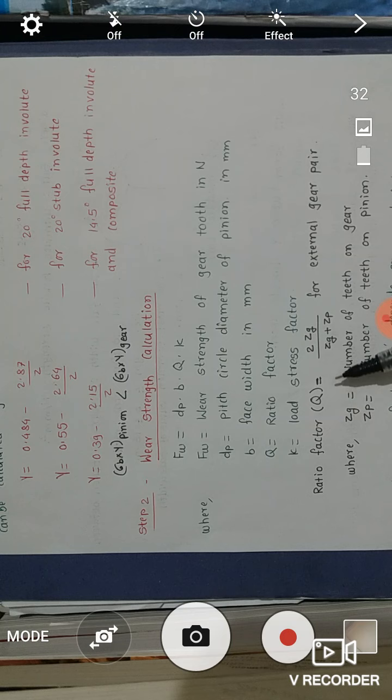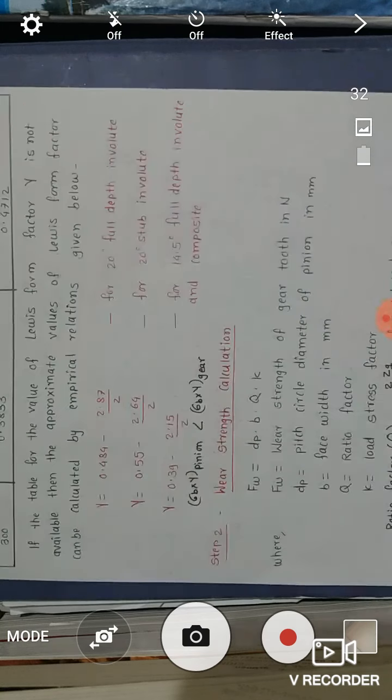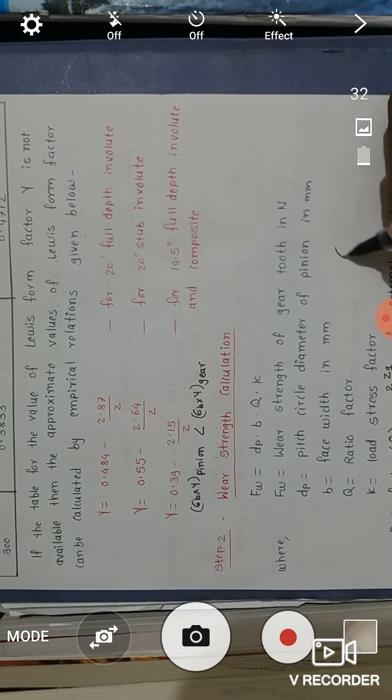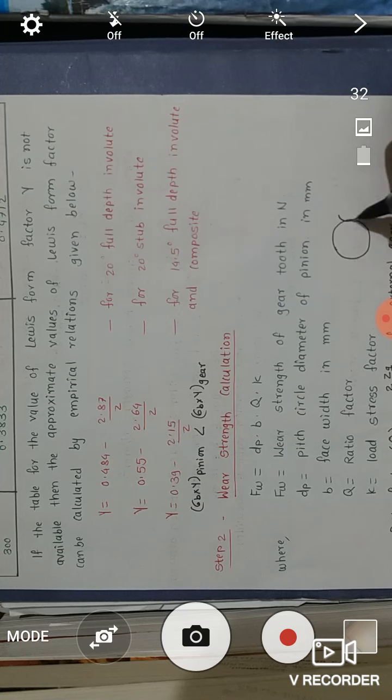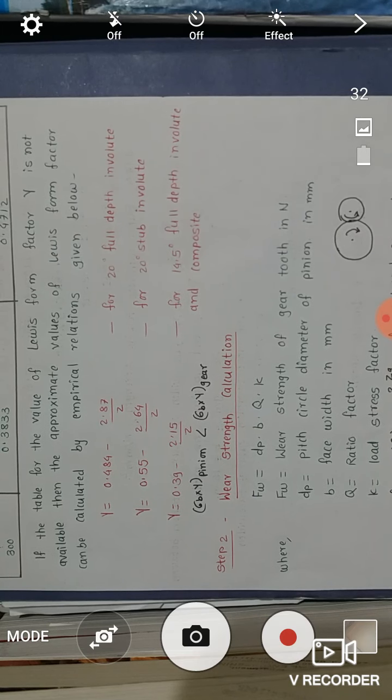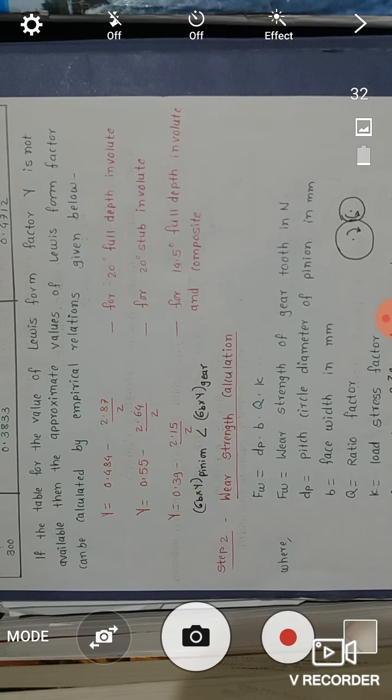If we find out the ratio factor, the equation becomes 2 into number of teeth on gear divided by number of teeth on gear plus number of teeth on pinion, that is 2 zg upon zg plus zp. This is for an external gear pair. It means if this is one gear and this is another gear, then this connection is externally connected. So for that purpose we use this equation, that is 2 times zg upon zg plus zp.